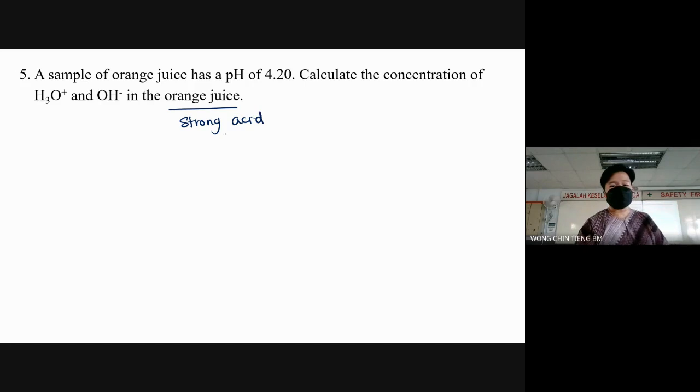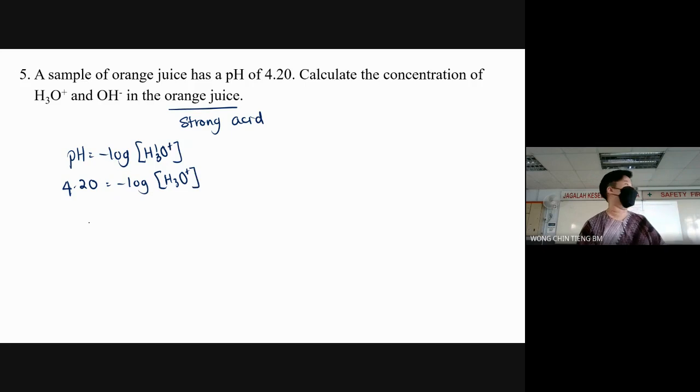All right. So when it's a strong acid from the pH, you know that it's a negative log of your concentration of H3O plus, saya dengar kamu guna H3O plus. So pH adalah 4.20 equals to negative log of the concentration H3O plus. Dari sini, shift log tadi ada masalah? Tak ada, tak ada. Concentration H3O plus akan dapat terus.